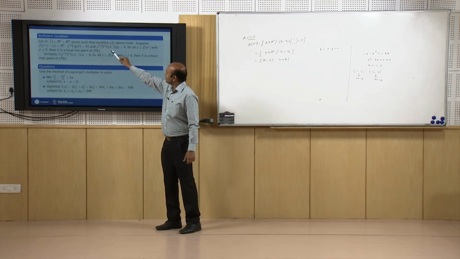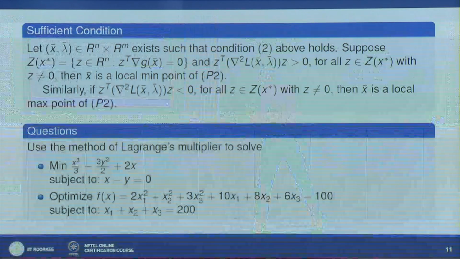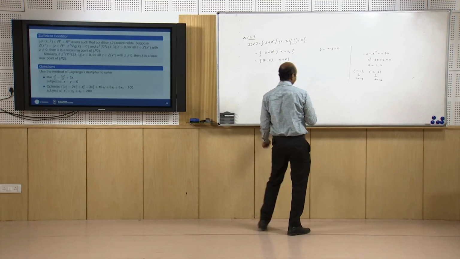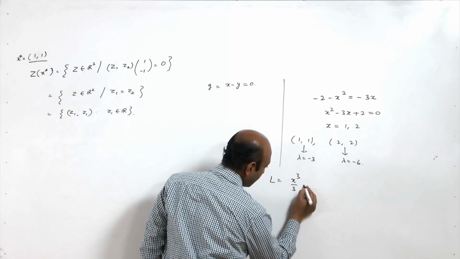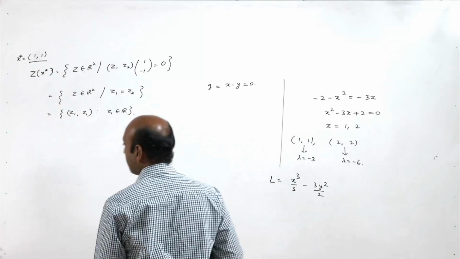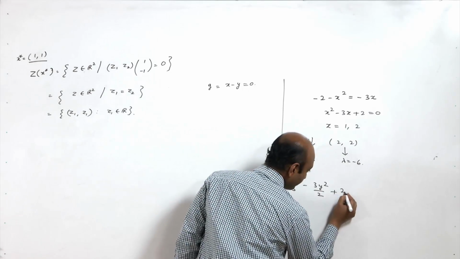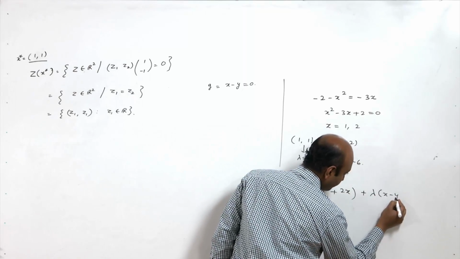So, let us see, we first find the Hessian matrix of L. And what is L for this problem? We again have to write the L for this problem. L will be x cube by 3 minus 3y square by 2, plus 2x, plus lambda times x minus y.